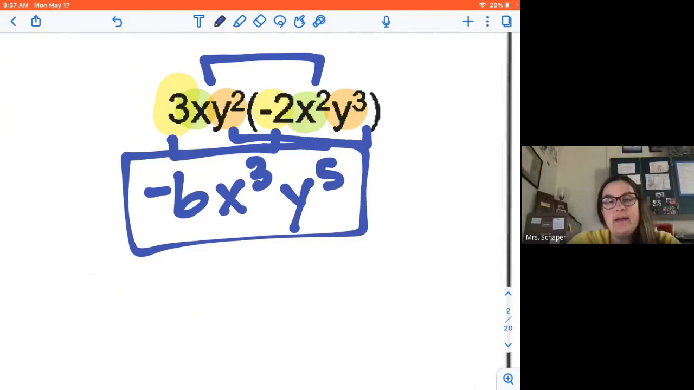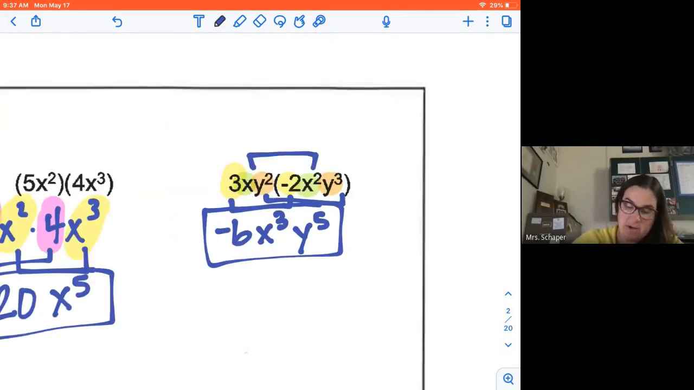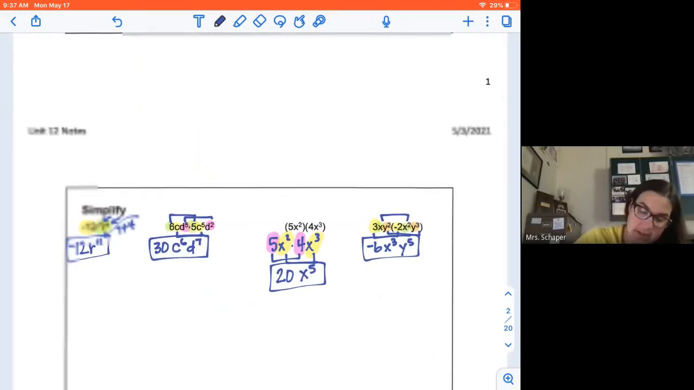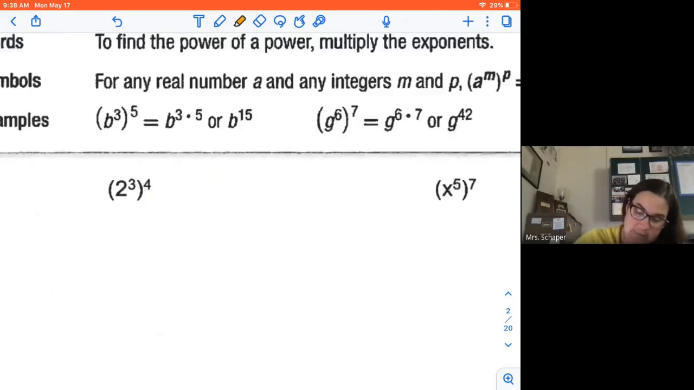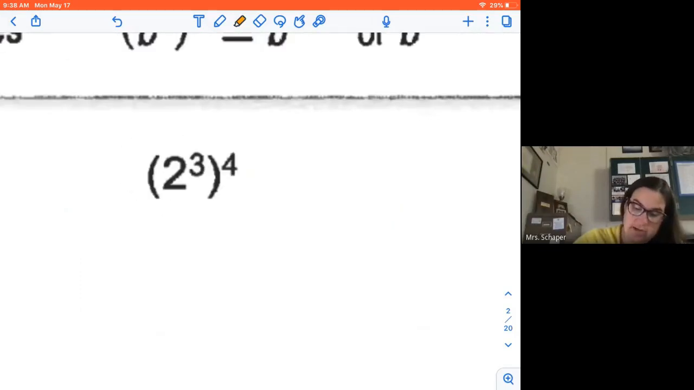And there you go. Negative 6, x to the third, y to the fifth. All right, so that's the first part. The next part is a power of a power, and that's when you take an exponent to another exponent. That's what we're working on here.